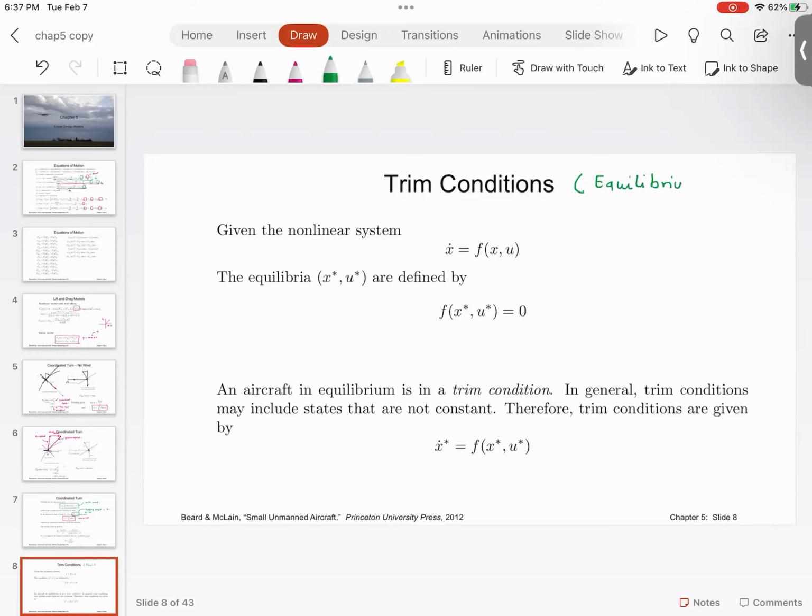Equilibrium state. Now there are two types of equilibrium. One is called the static equilibrium, and the other one is called the dynamic equilibrium. Now I want to give you an example of what I mean by static equilibrium.